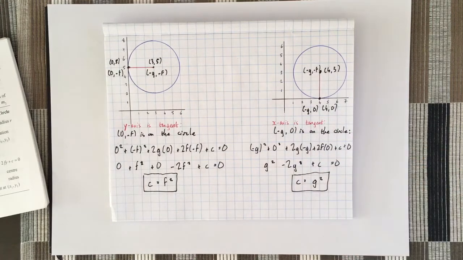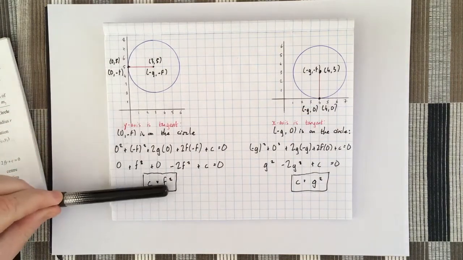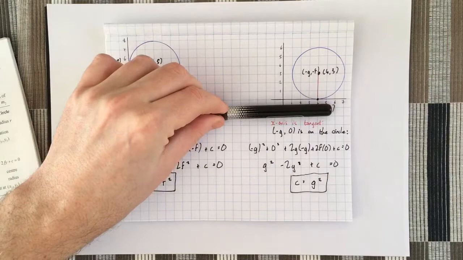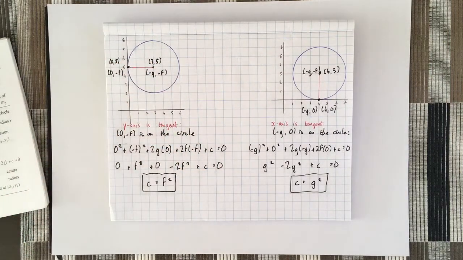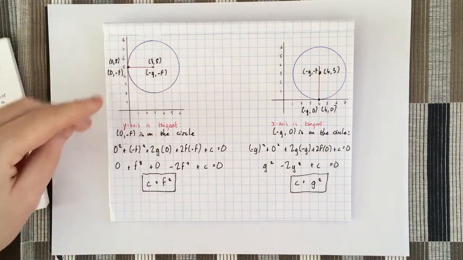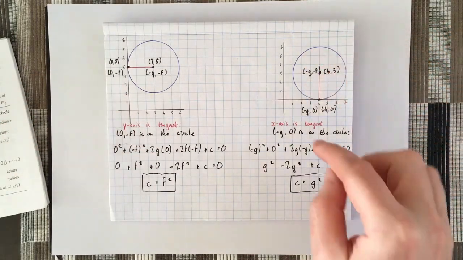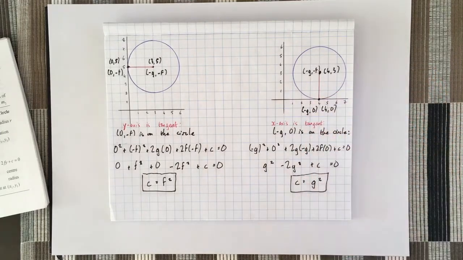All right, so it's up to you, I would say, if you want to learn off that when the y-axis is a tangent, that means c is equal to f squared. When the x-axis is a tangent, that means c is equal to g squared. But I think you're better off being able to think it through a little bit: okay, when the y-axis is a tangent, that's what's going on. 0, minus f must be on there, and I can get it that way. When the x-axis is a tangent, that means minus g, 0 is that point. I can sub it in and get my result there, okay? But again, y-axis is a tangent, x-axis is a tangent. That can be the third piece of information they give you, and that's what you get from it.